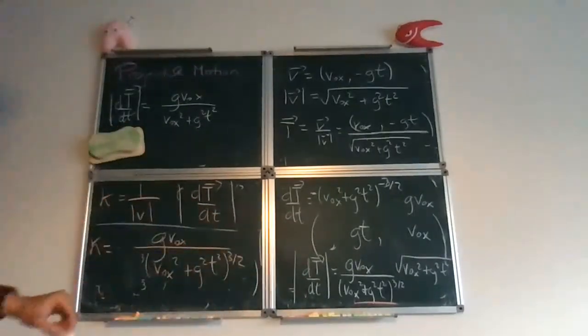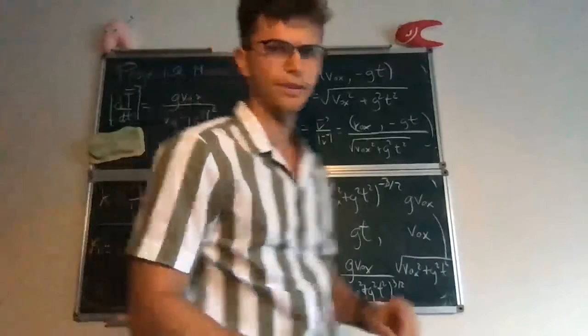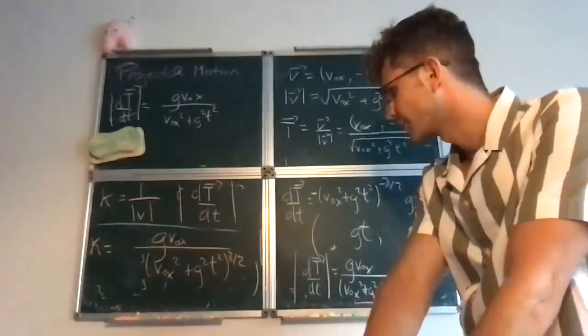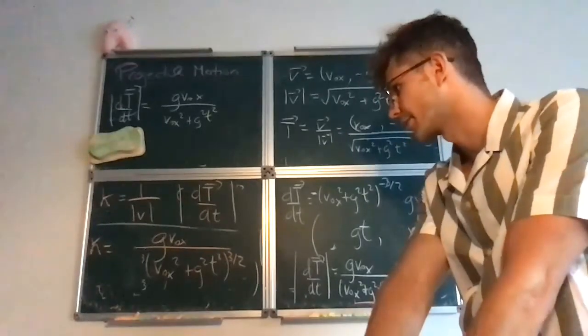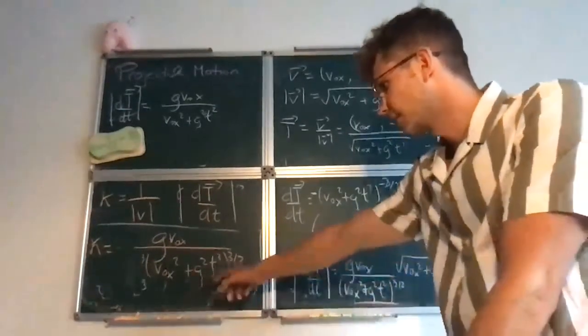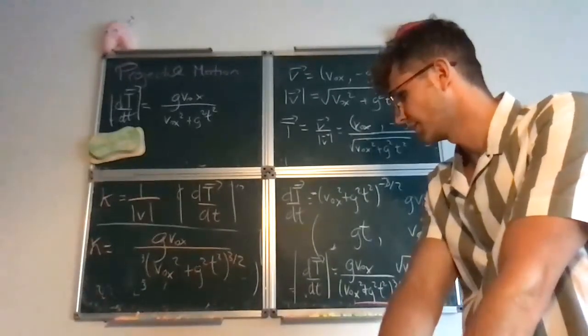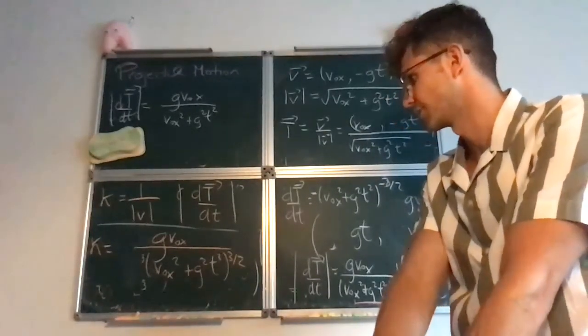So it was important to have an initial velocity in the x component so that there was non-trivial curvature. And you can see how it depends on t. So as t goes to infinity, the curvature goes to 0, for example.